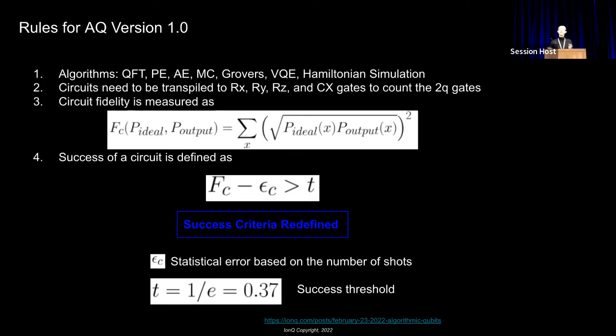And for the circuit fidelity, instead of using the normalized fidelity, we use Hellinger fidelity for the AQ measurements. And the success of the circuit is defined as the fidelity, after you take into account the statistical errors, being above the success threshold. So epsilon c there is the statistical error based on the number of shots, and t is the success threshold, which is chosen as 1 over e, which is about 37%.